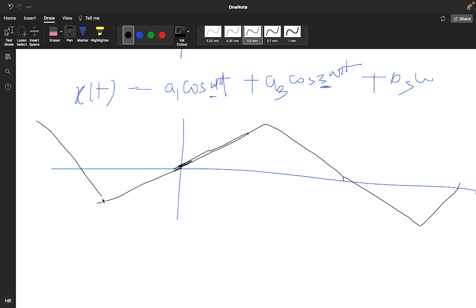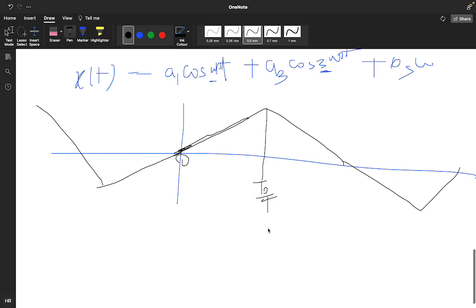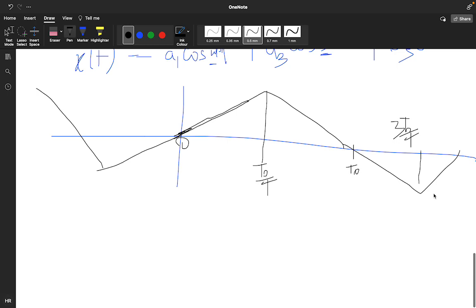I am giving you the values. This is 0, this is T naught by 4, this is T naught by 2, this is 3 T naught by 4, and this is T naught.